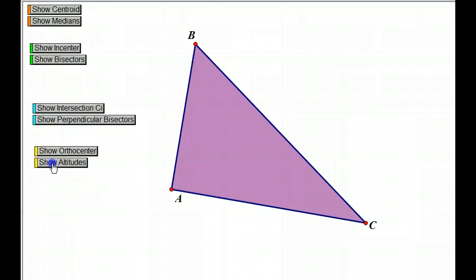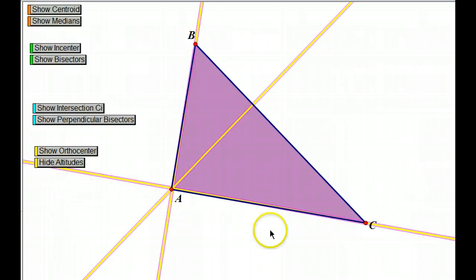Now let's take a look at the altitudes of a triangle. As you can see, the altitudes start from a vertex and intersect the other side at a perpendicular angle. And as you can see, we only have one altitude that's in the triangle, and then we have several altitudes that are actually on sides of the triangle. What kind of triangle do you think this is? If you said right triangle, you're absolutely correct.